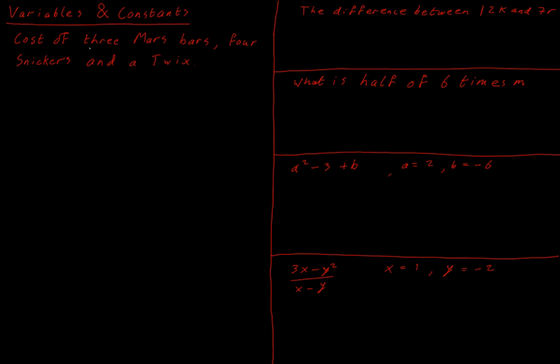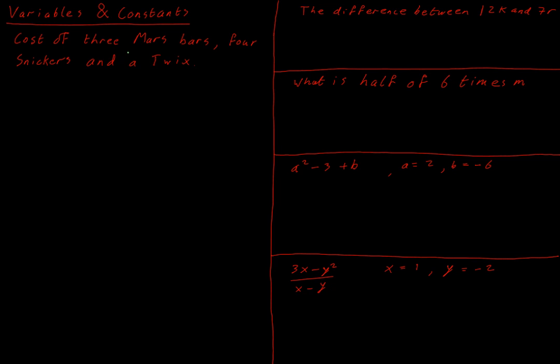We want to know the cost of 3 Mars bars, 4 Snickers and a Twix. Now this is a question written out in English. What I want to do is translate this into mathematical language. How would that question look if we wrote it mathematically, if we wrote it algebraically?